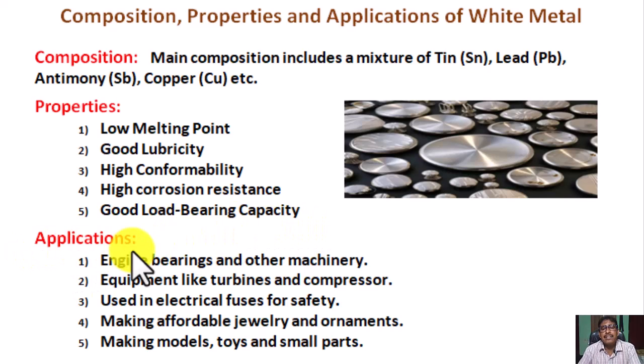Now, application of white metal. Number 1, engine bearing and other machinery. Number 2, equipment like turbine and compressor. Number 3, used in electrical fuses for safety. Number 4, making affordable jewelry and ornament. Number 5, making models, toys and small parts.